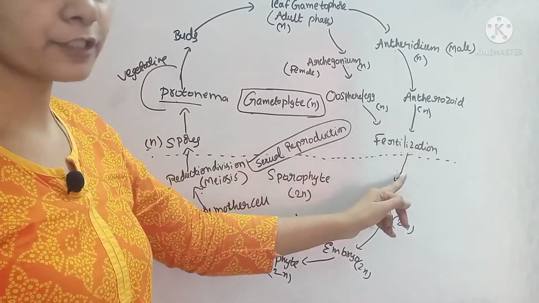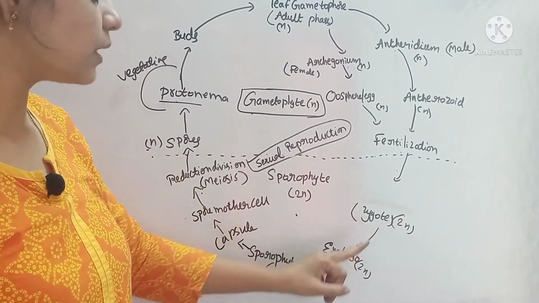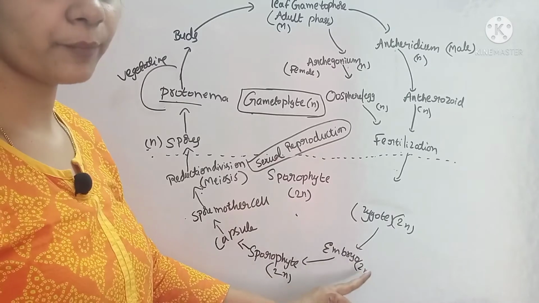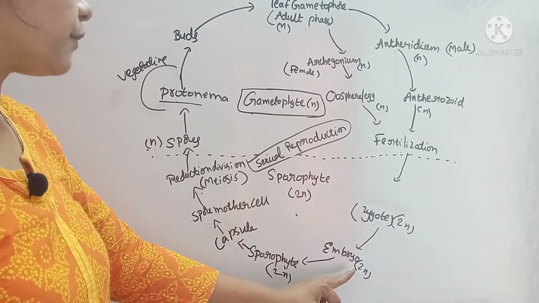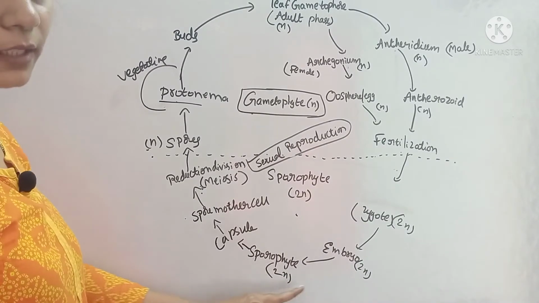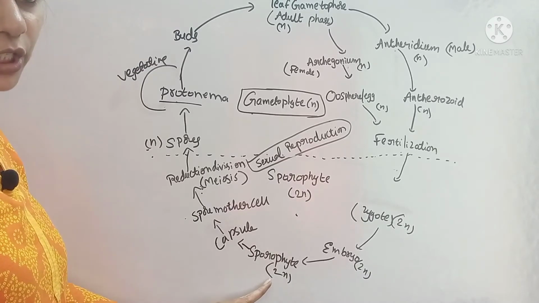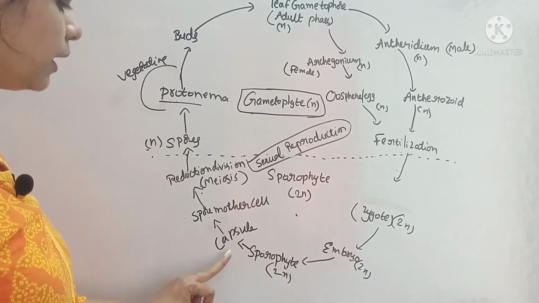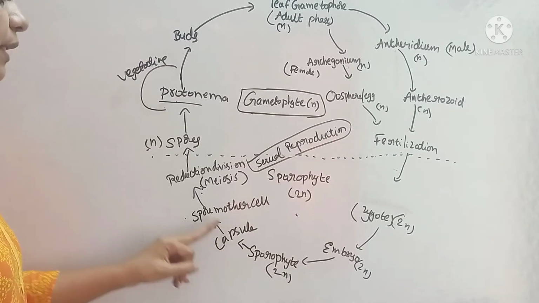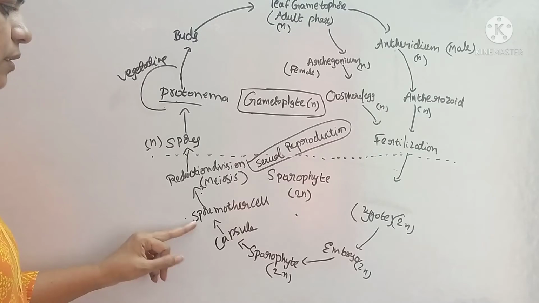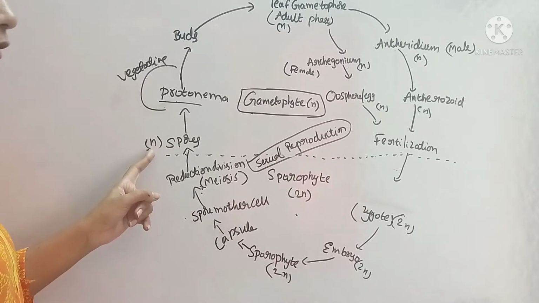These two haploid gametes fuse together and fertilization takes place and a diploid zygote develops. From this zygote, instead of meiosis, mitosis occurs and embryo formation takes place. From this embryo, the diploid sporophyte is generated. This sporophyte will differentiate into foot, seta and capsule. Here the capsule is the important one. Inside the capsule there is a spore mother cell. This spore mother cell undergoes meiosis and produces haploid spores.